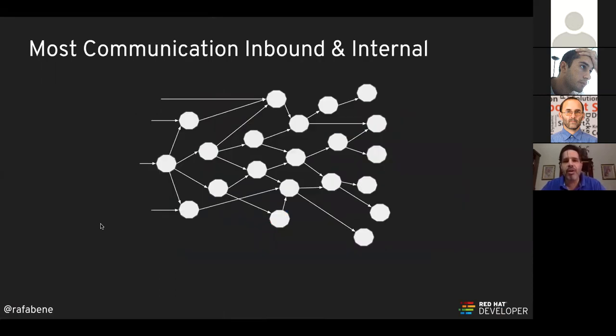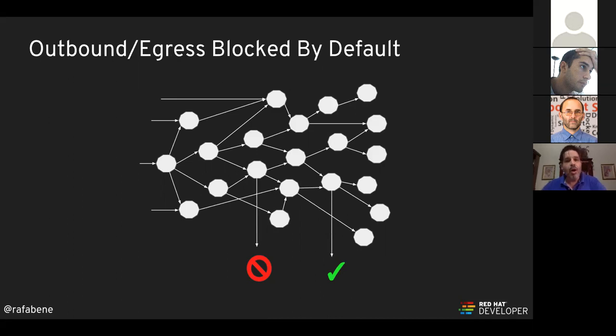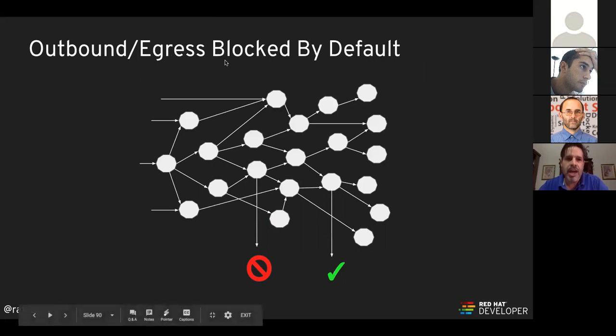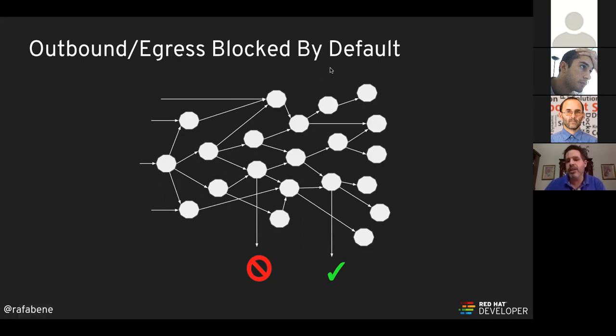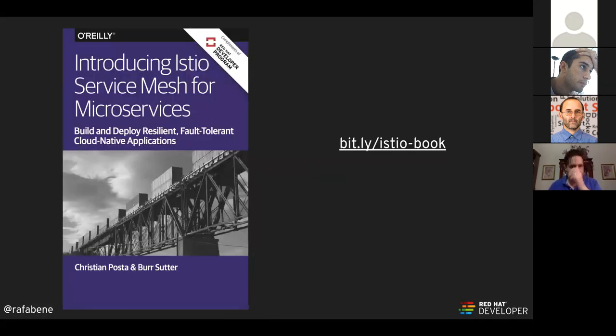You have also the egress configuration, because most communication is inbound and internal. But suppose that someone places malicious code inside your microservice that sends data to the outside. Only certain microservices that you define can access the outside world. Everything else is blocked by default. Okay, so that increases the security.